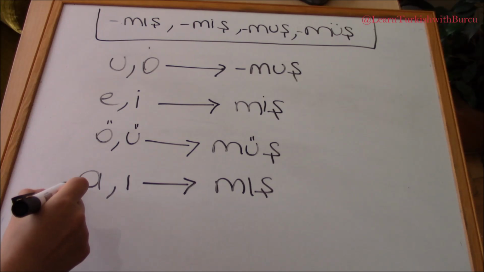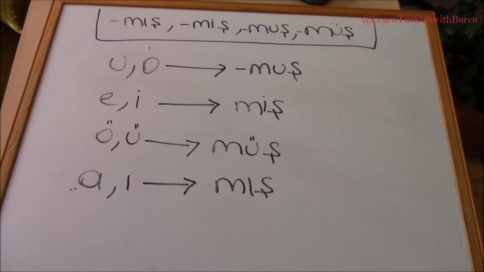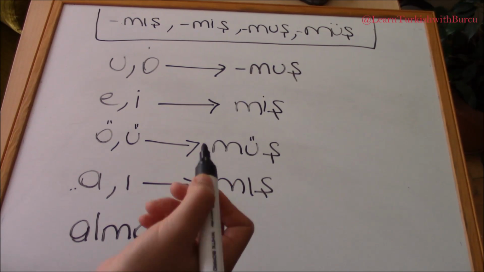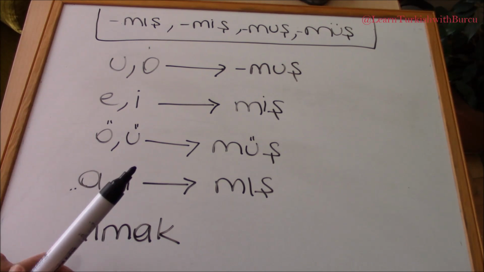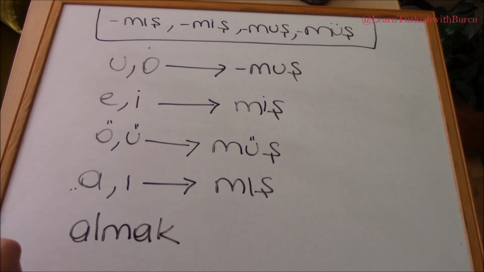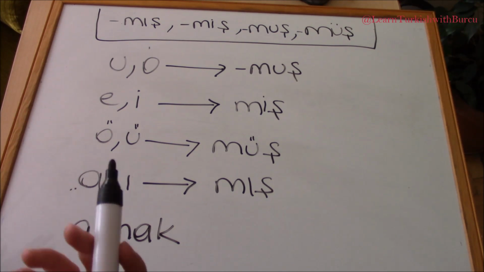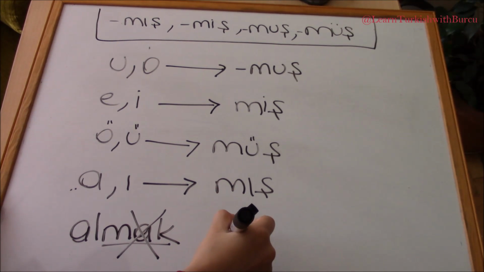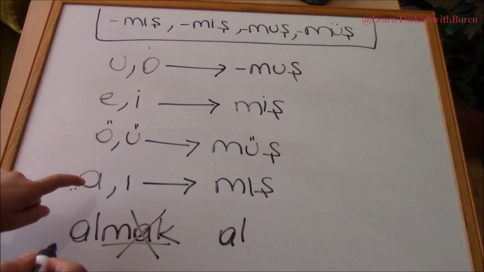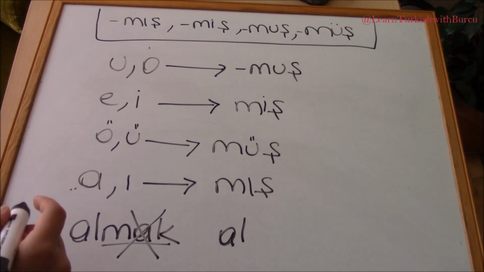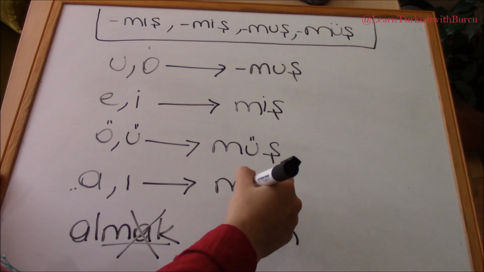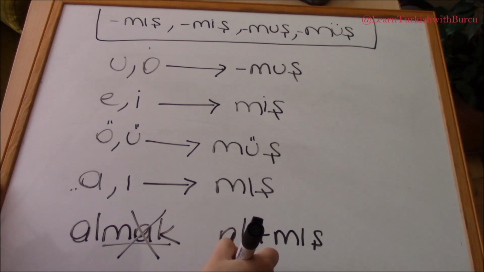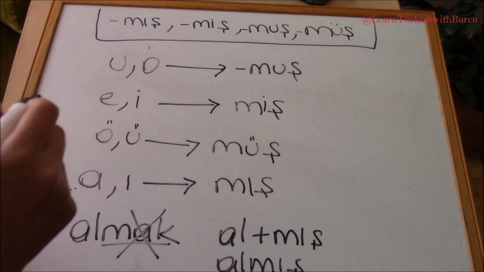Let's choose an example for them. For example, let's say almak. The verb is almak. Almak means to take, to get, or to buy, depending on the sentence, depending on the meaning. We remove our infinitive suffix. We have al. So, we said after a or ı, we are going to add mış. So, I hope it's clear. Almış. It becomes almış.